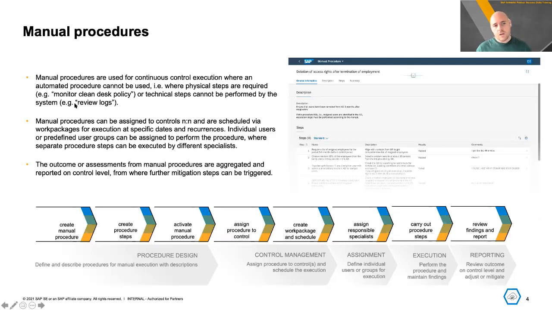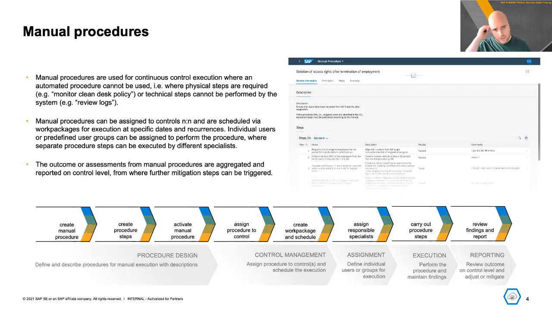This means you need to assign a procedure to a control, and you can assign this one procedure to multiple controls. You can also assign the same procedure to the same control and then give it different parameters. So in the case of automated procedures, you can assign the same procedure to one control and assign individual systems to each procedure with different parameters.